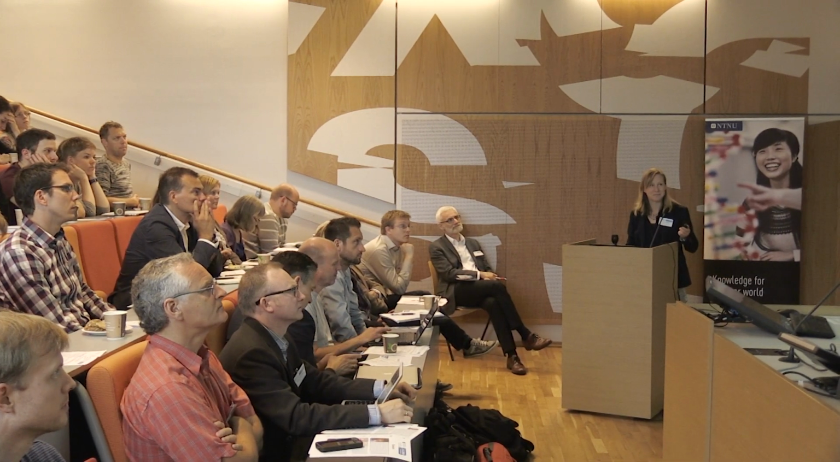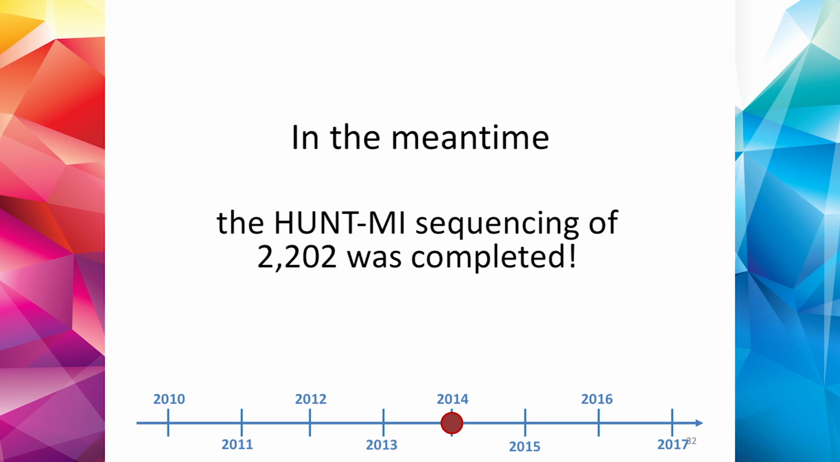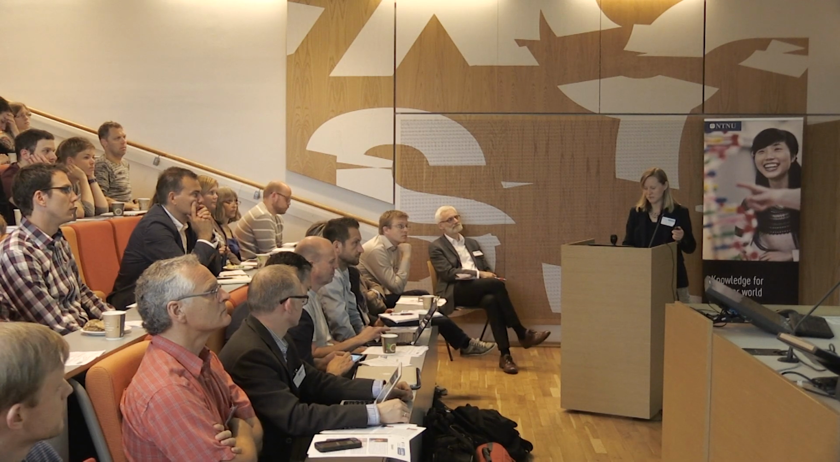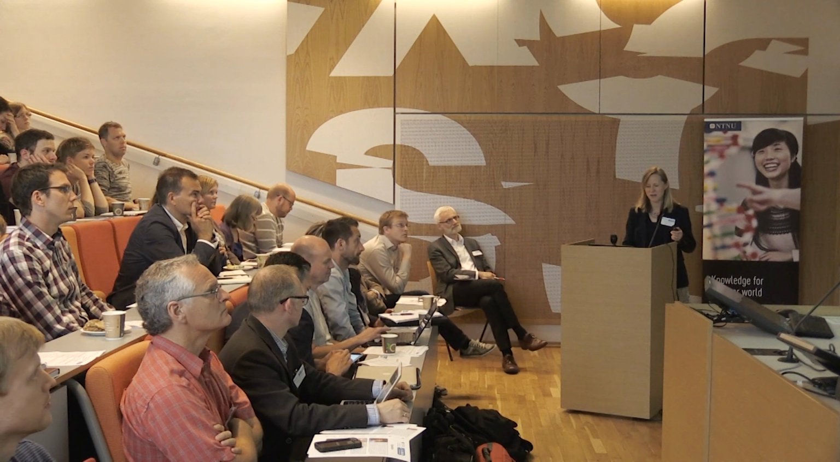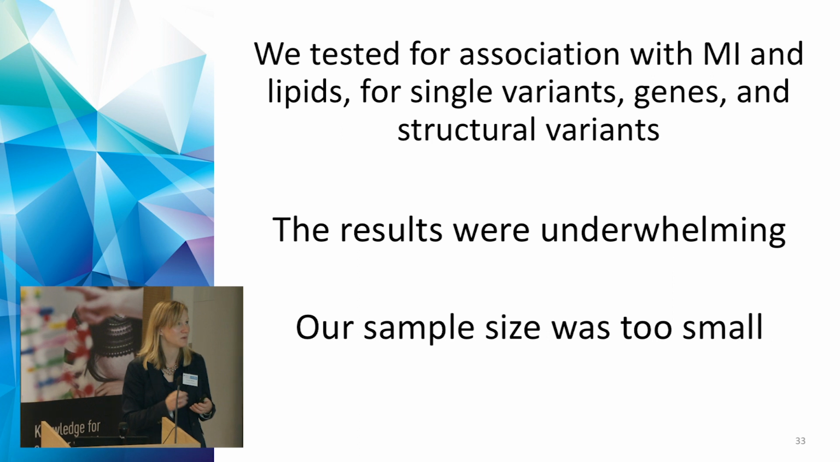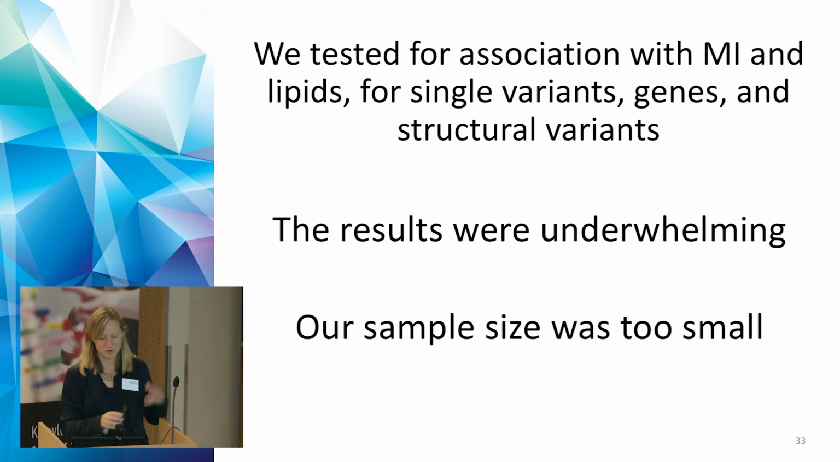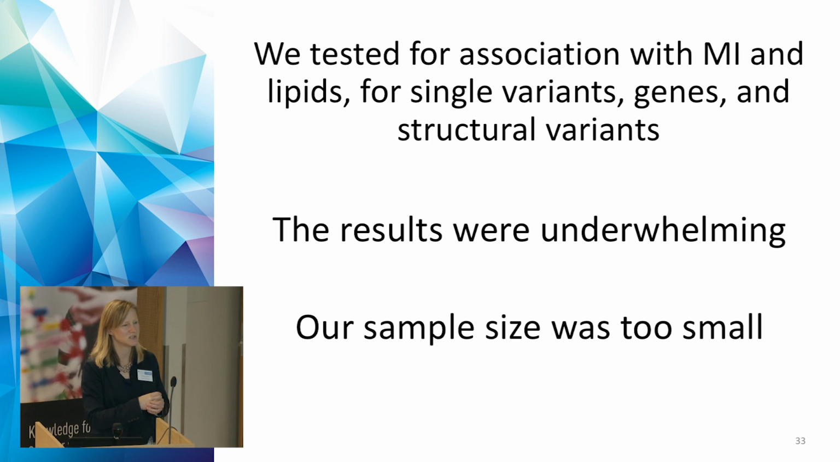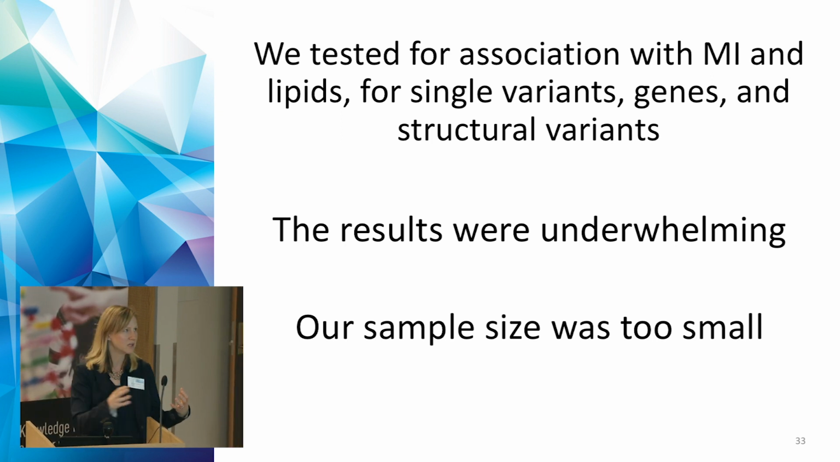So in the meantime, our sequencing of 2,200 individuals was completed. Of course, it wasn't that simple, and we were doing analysis all along the way. But around 2014, we had some data that we could start to look at. So we, of course, immediately said, well, let's test for association with MI and lipids for everything that we can think of, both all these single genetic changes, whole genes, structural variants.